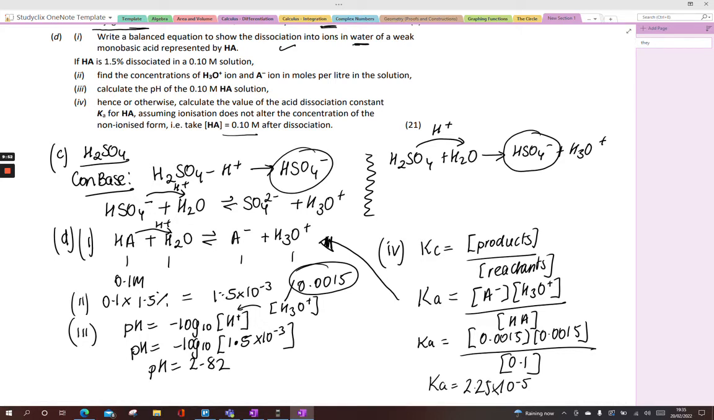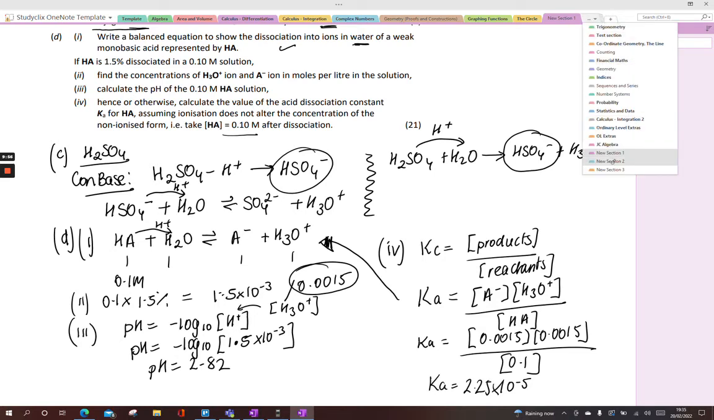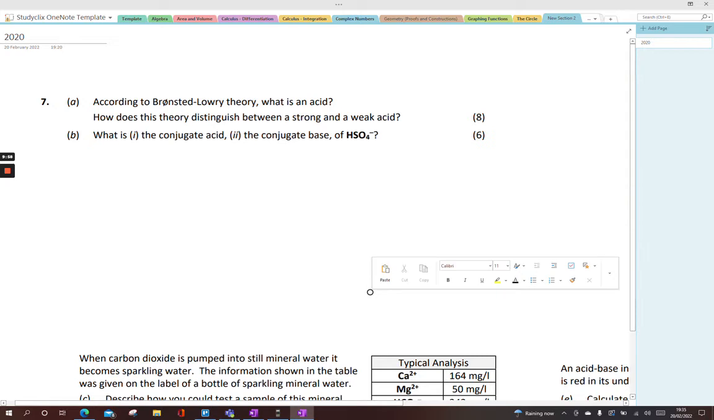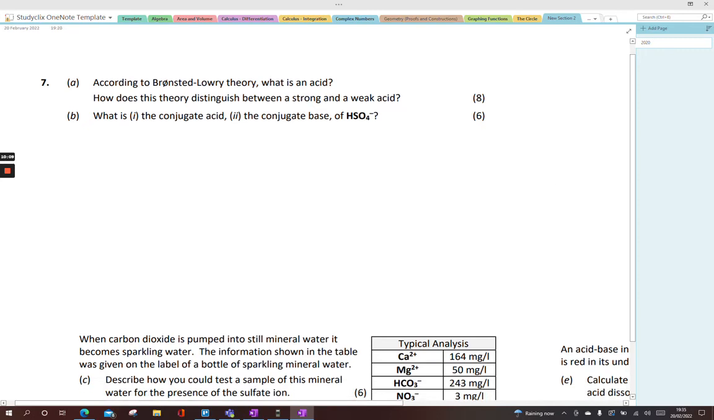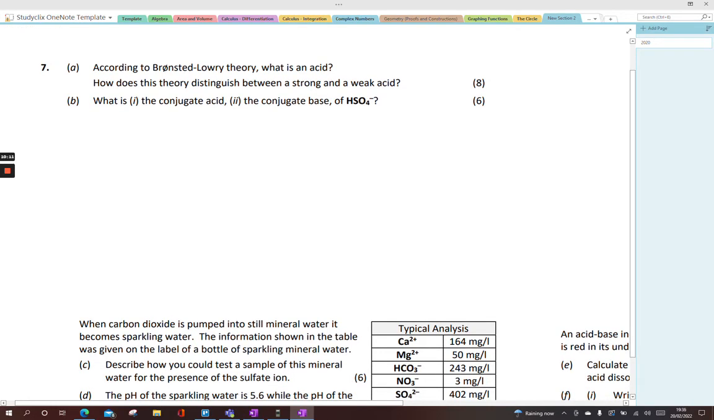Now, we'll do another one here. It was 2021. Have a look now at 2020. Similar story. They often break you in easy with the definitions, and it's inexcusable not to learn them. So 7a, well, according to Bronsted-Lowry, what is an acid? An acid is a proton donor.